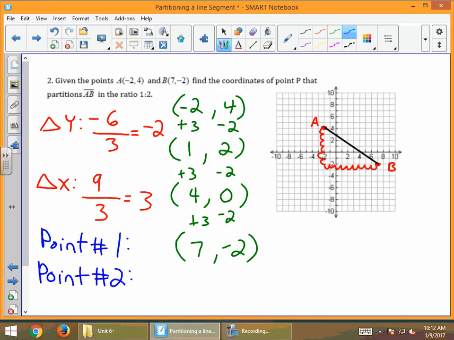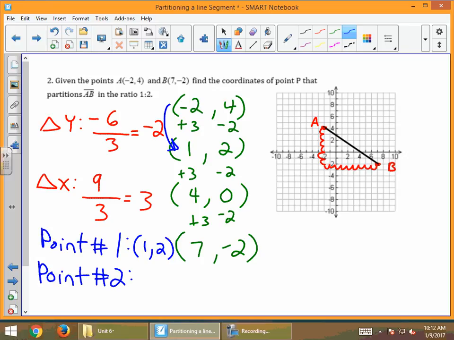Well, start at the first point. How many points should I count? It's my new point. Lauren? 1, because my first number is 1. So I go to my first point, and I say 1. This point right here will partition this segment in a ratio of 1 to 2. So 1, 2 is my first point.